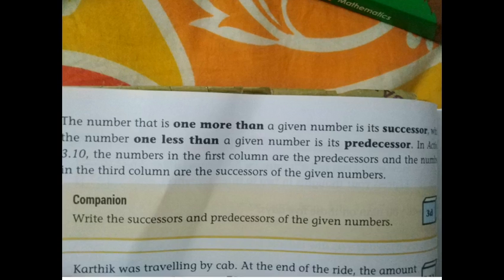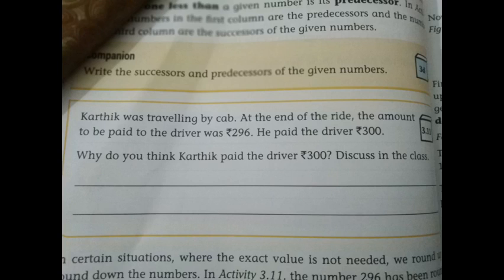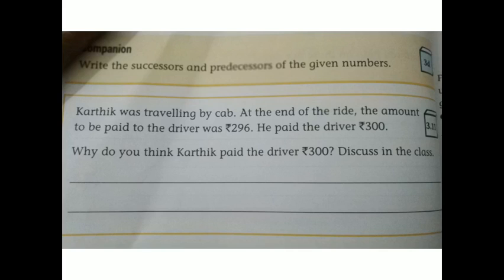An activity is given in the companion book related to the successors and predecessors of the given numbers. You have to complete it as homework. Look at the problem. Karthik was traveling by cab. At the end of the ride, the amount to be paid to the driver was rupees 296. He paid the driver rupees 300. Why do you think Karthik paid the driver rupees 300? Discuss in the class. We don't need to discuss in the class, children, because you are at home, right? So you have to discuss with your parents.